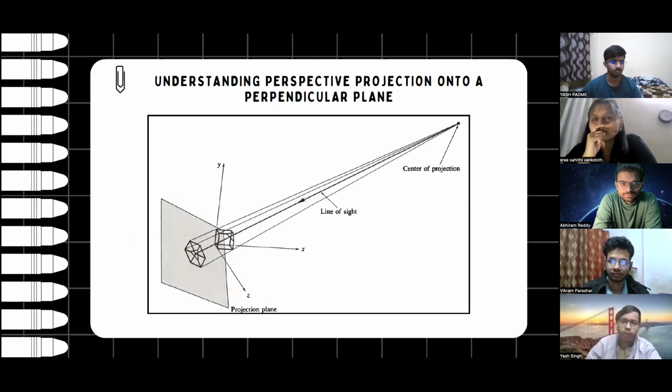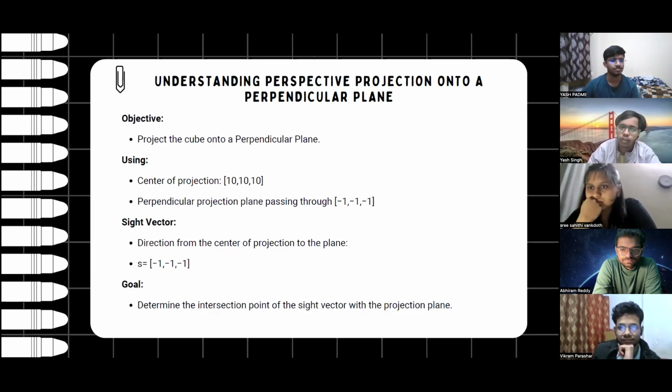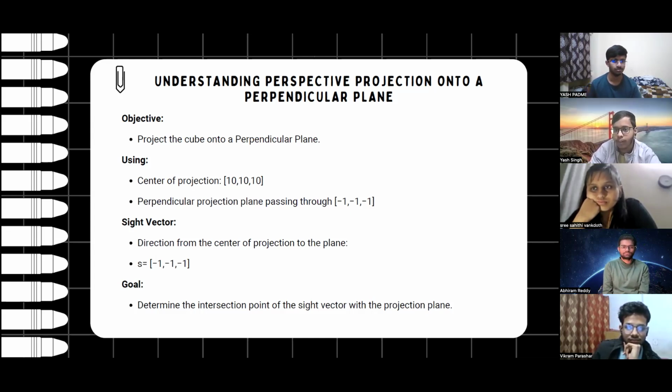Let's discuss an example, understanding perspective projection onto a perpendicular plane. Our objective is to project a cube onto a perpendicular plane. The center of projection, which is our cube center, is 10, 10, 10, and our perpendicular plane is passing through the point -1, -1, -1. We have a side vector s equal to -1, -1, -1. Our goal is to determine the intersection point of the side vector passing through the perpendicular plane.